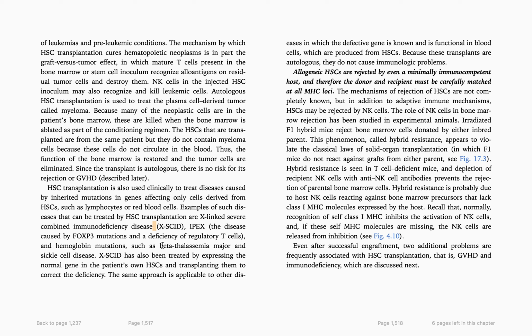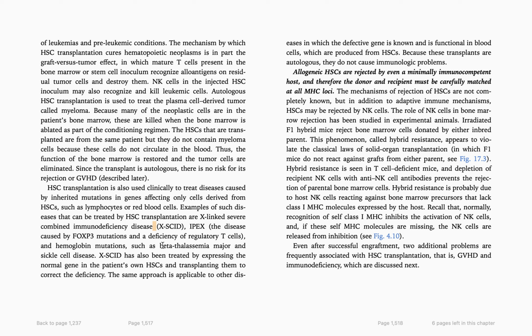Irradiated F1 hybrid mice reject bone marrow cells donated by either inbred parent. This phenomenon, called hybrid resistance, appears to violate the classical laws of solid organ transplantation, in which F1 mice do not react against grafts from either parent. Hybrid resistance is seen in T cell deficient mice, and depletion of recipient natural killer cells with anti-natural killer cell antibody prevents rejection of parental bone marrow cells.